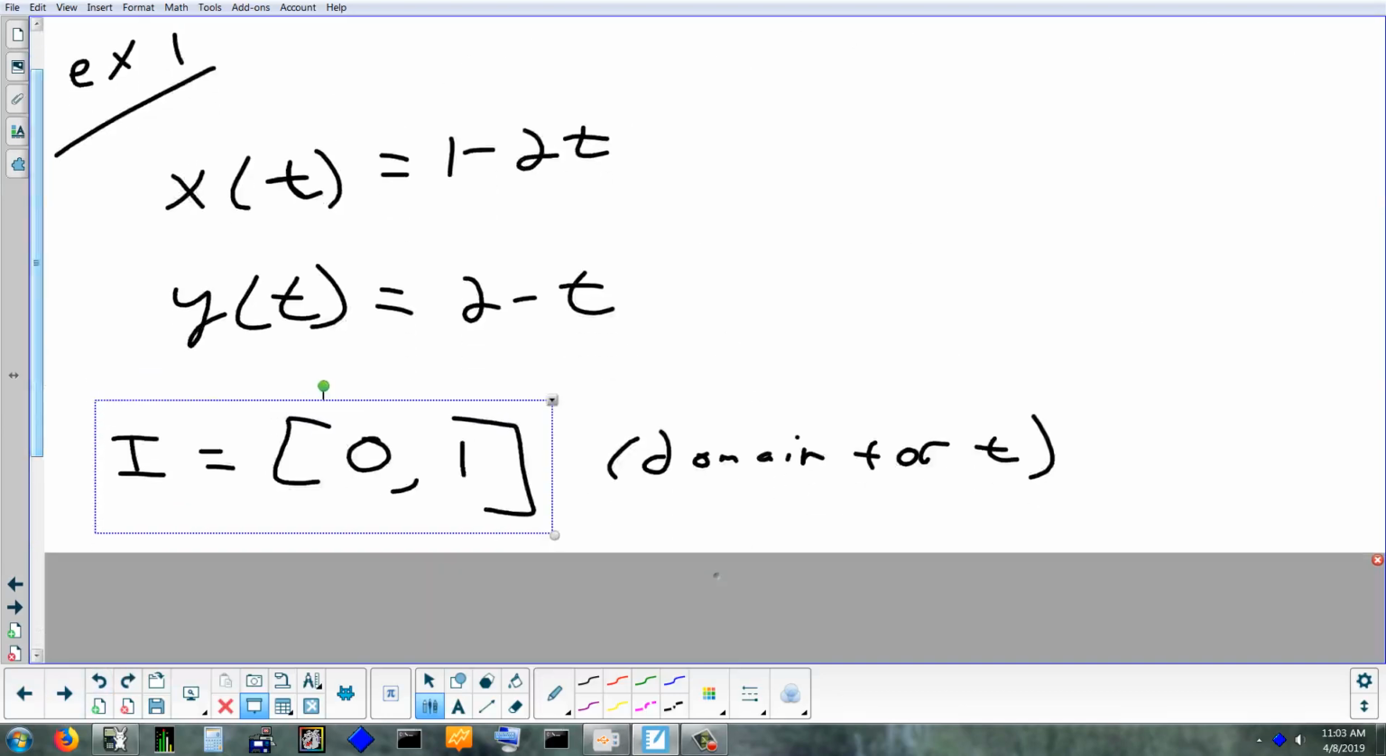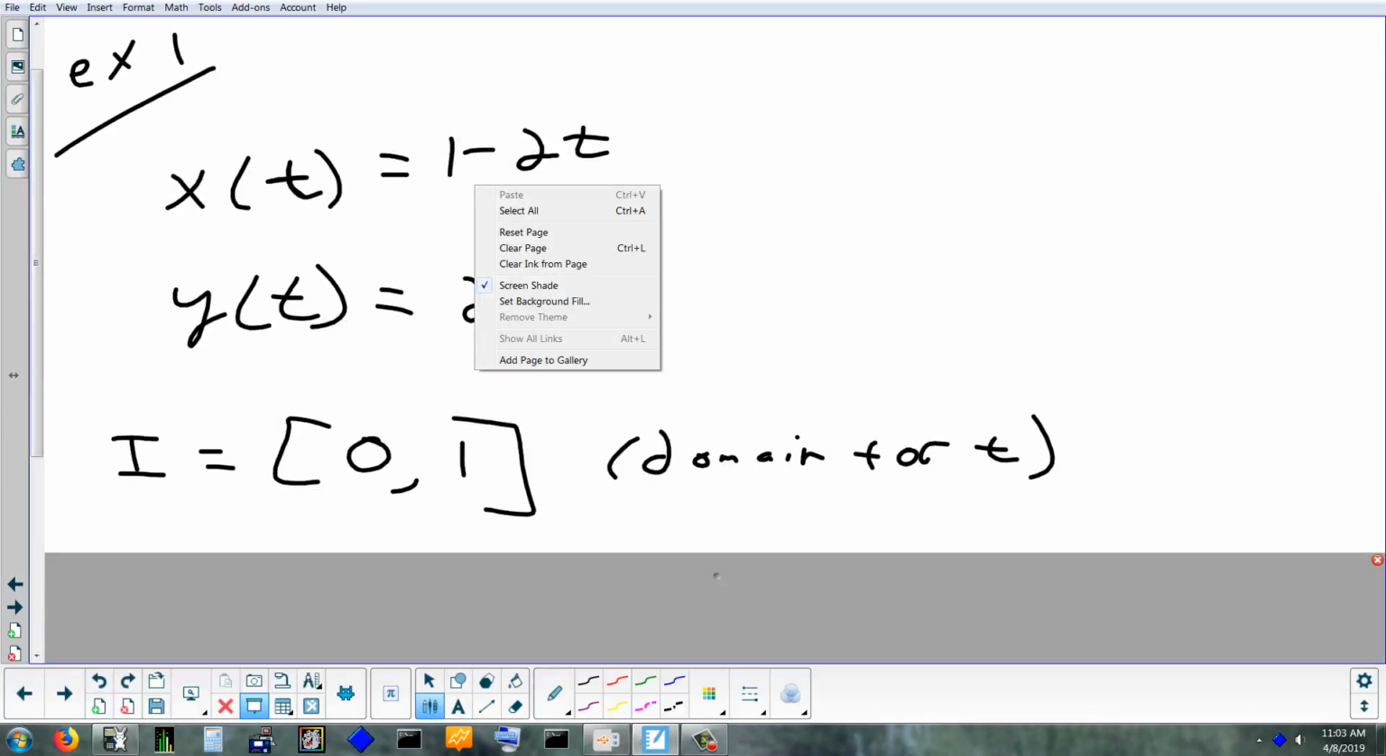Okay. So here's a set of parametric equations. We got one formula for x. The formula is 1 minus 2t. And a separate formula for y. 2 minus t.